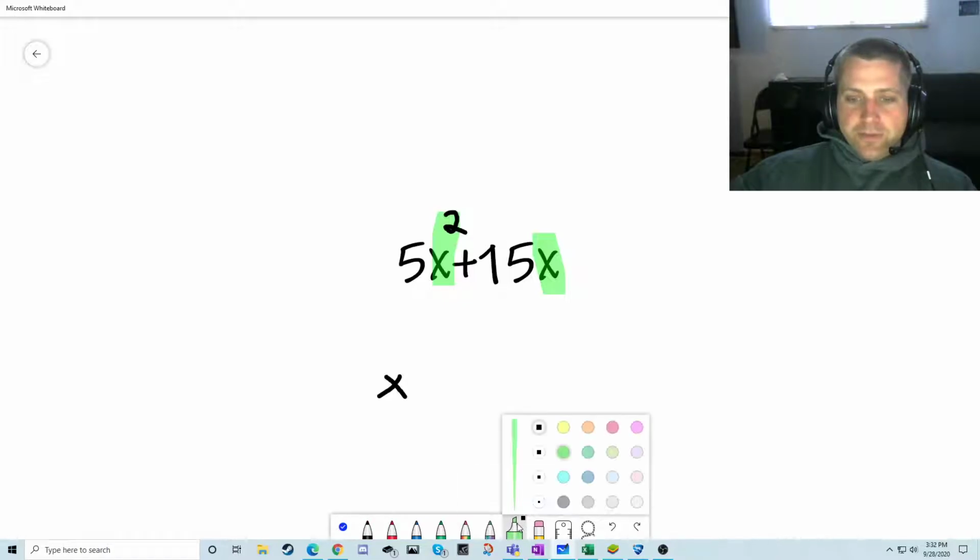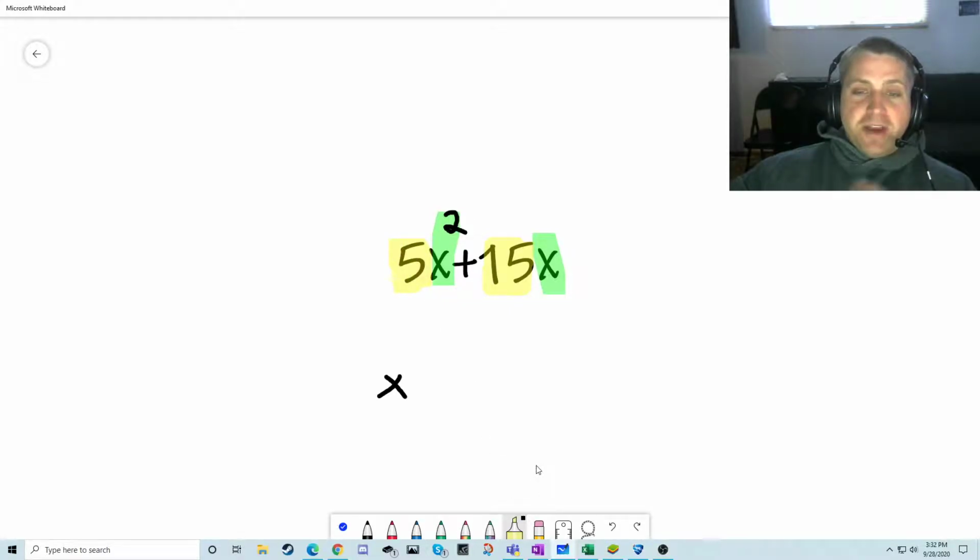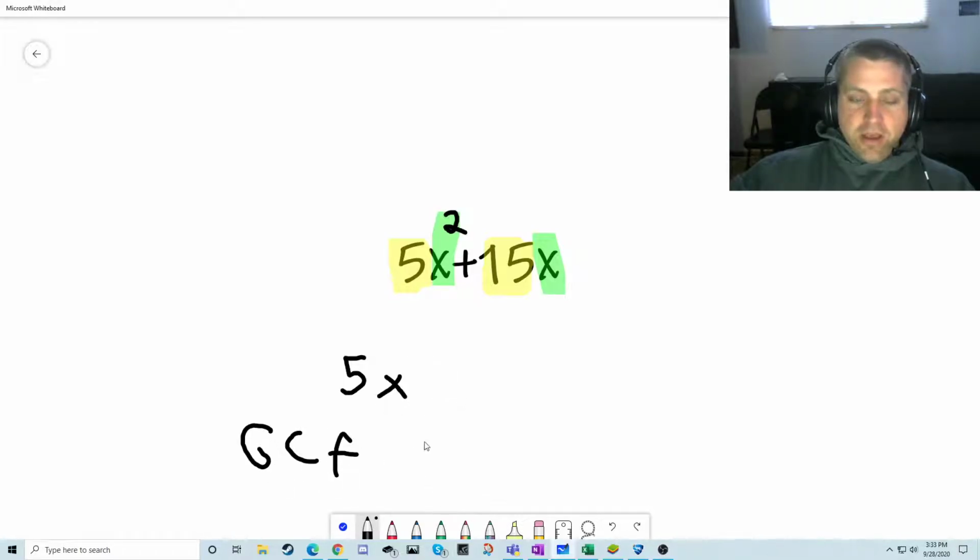I also see that there's two numbers there, and they both can divide by a common factor number. Looks like 5 is the biggest thing I can divide out of both. So 5x is my greatest common factor. That is the GCF. I'm not done yet because I found it, but that's what is going to come out.